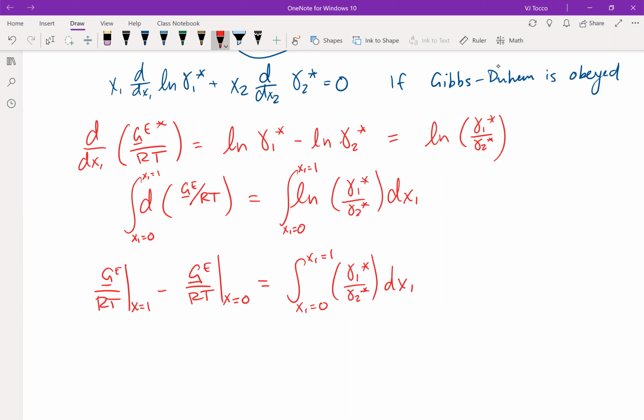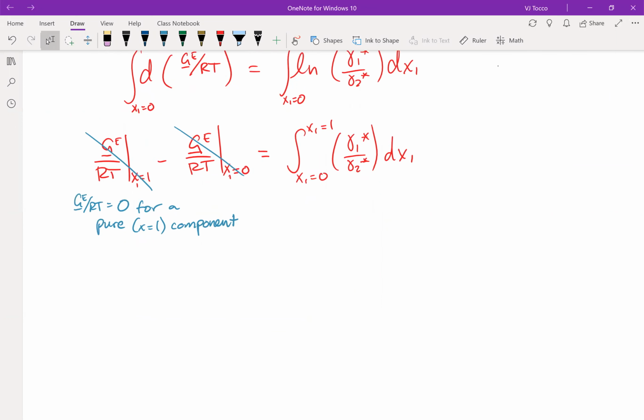Now on the left-hand side, I know what the excess Gibbs energy divided by RT is for x1 equal to 1. Because this is a pure component, I can get rid of this term. So GE over RT is equal to 0 for a pure component, and when x1 is equal to 1, I do have a pure component. Same thing when x1 is equal to 0. That means I have a pure component too. So this term cancels as well. Therefore, we call this the integral test.